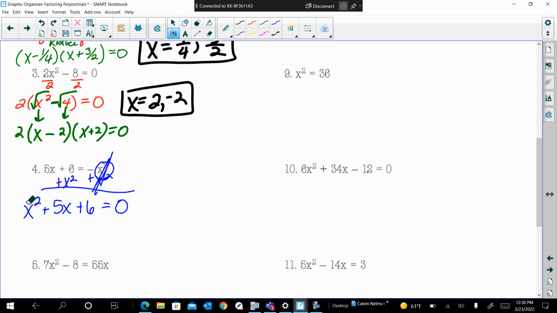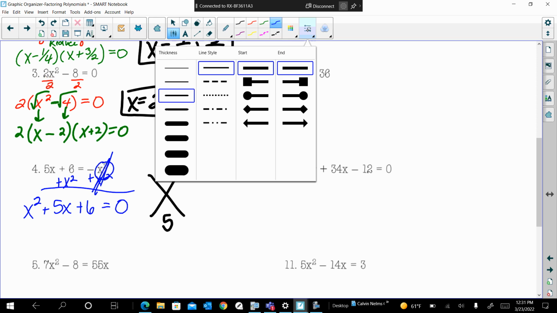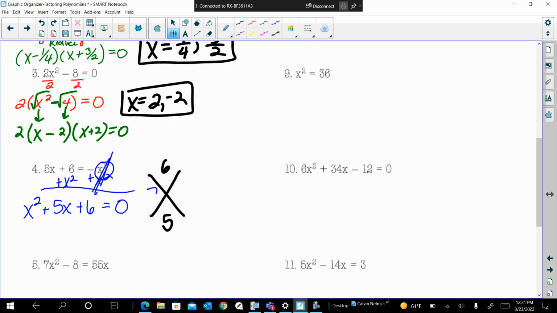And now there's no coefficient, so now I can go straight to my x puzzle and factor it. What number goes on top? 6. What goes on bottom? All right, factors of 6 with the sum of 5. 2 and 3. Yep. All right, so we have x plus 2, x plus 3 equals 0, meaning x is going to equal what? Negative 2, comma, negative 3. Yep.